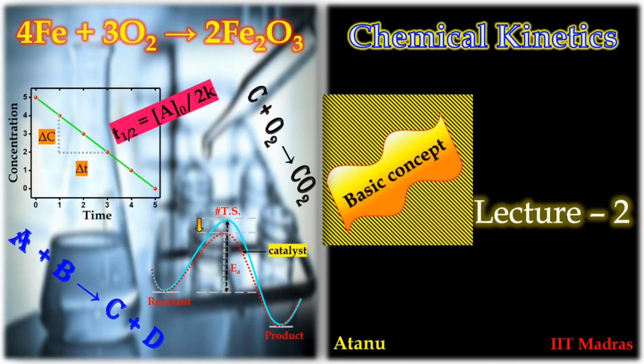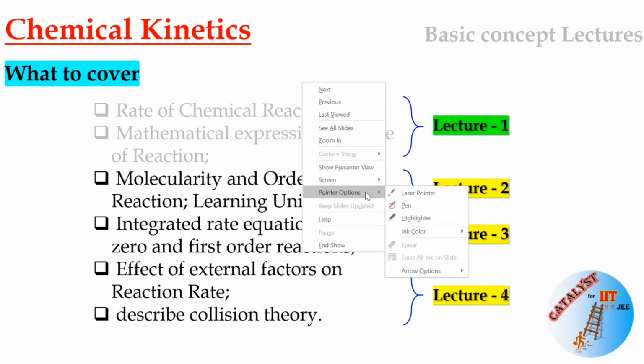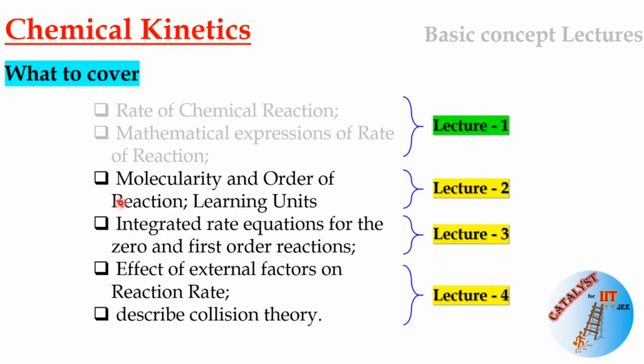Welcome back students to our second lecture of this lecture series on chemical kinetics. In our lecture 1 we discussed rate of a chemical reaction. We discussed the mathematical expression of the rate of a reaction. Now today in this lecture 2 we are going to talk about molecularity and the order of a chemical reaction.